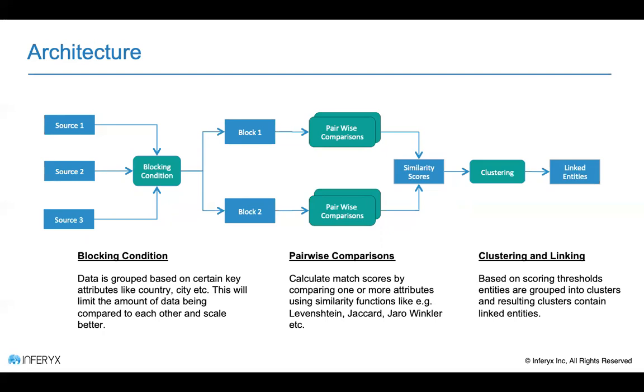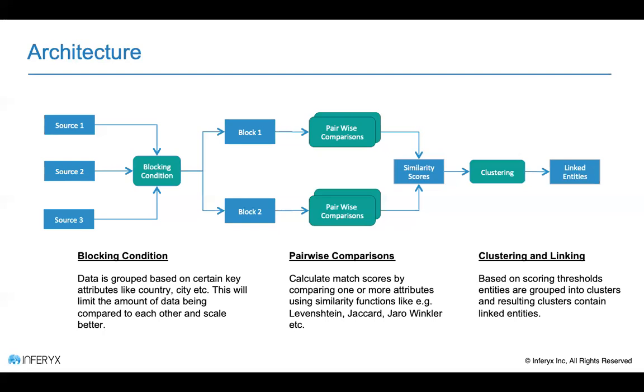Once you have blocked the data, which means you have segregated the data into pieces, then you can individually take all the records within that block and compare them among each other. And this is called a pairwise comparison. Now, what can you compare? You can really compare one or more attributes. It doesn't have to be a single attribute. It doesn't have to be a very basic logic like checking whether the names are an exact match or not.